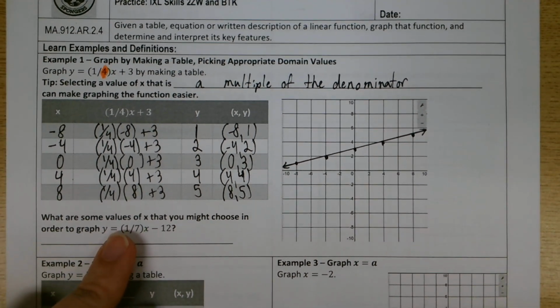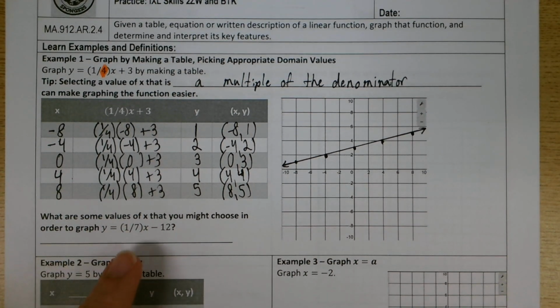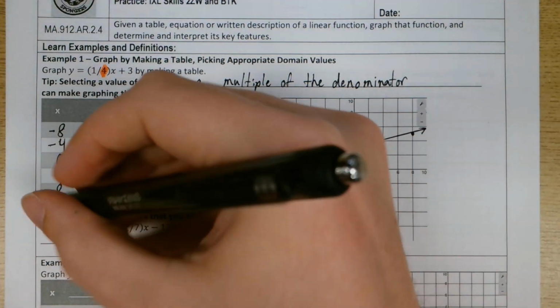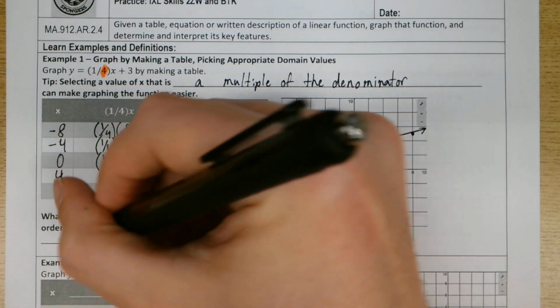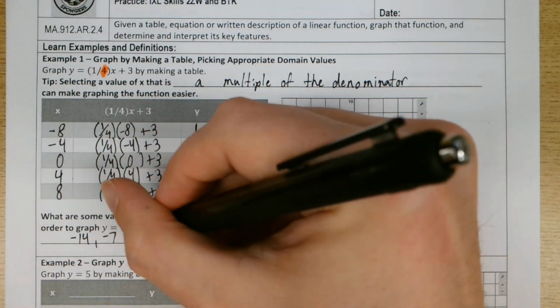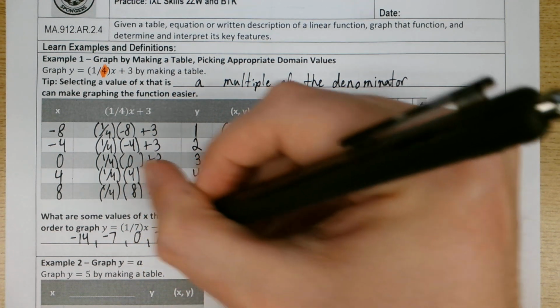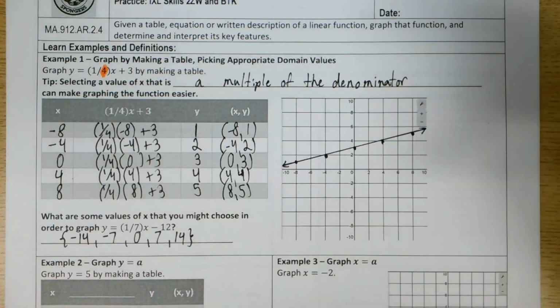Think about what values of x you might choose in order to graph this, 1/7 x minus 12. I'm going to give you the answer to it in 3, 2, 1. Values of x you might choose are -14, -7, 0, 7, or 14 as values of x to help graph.